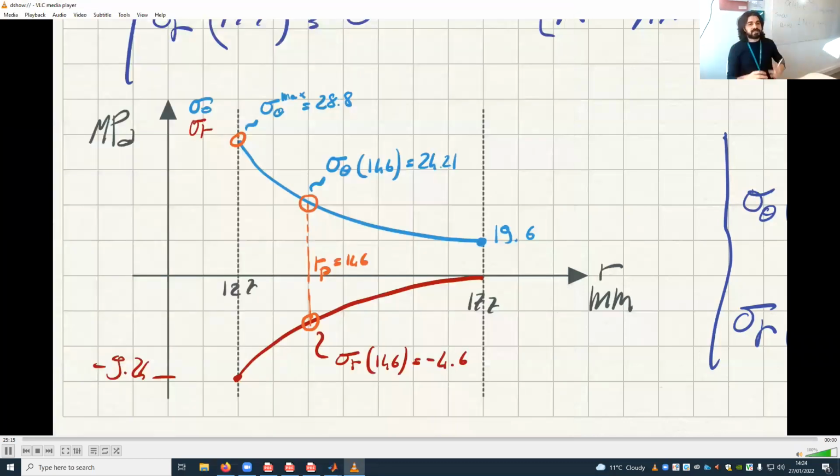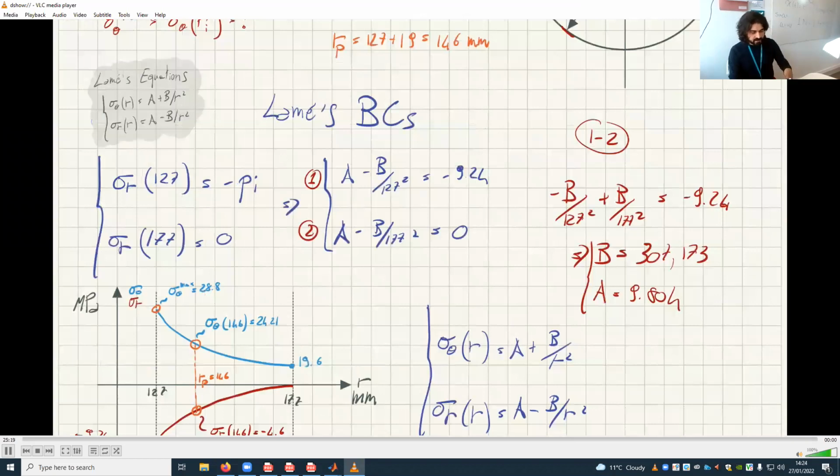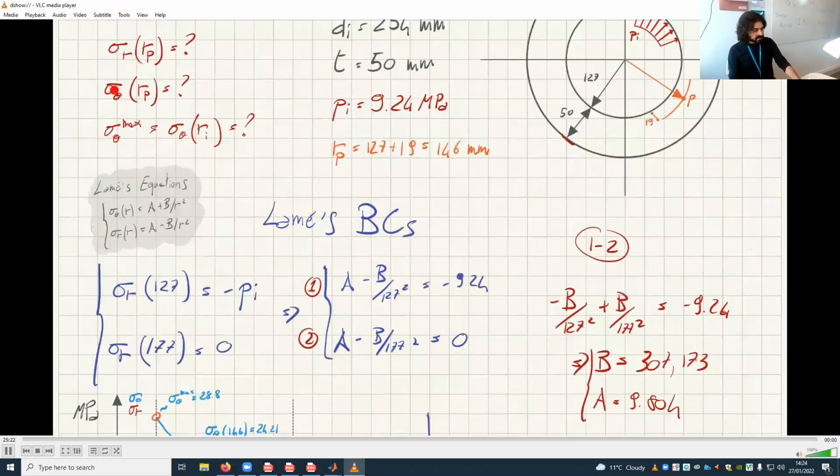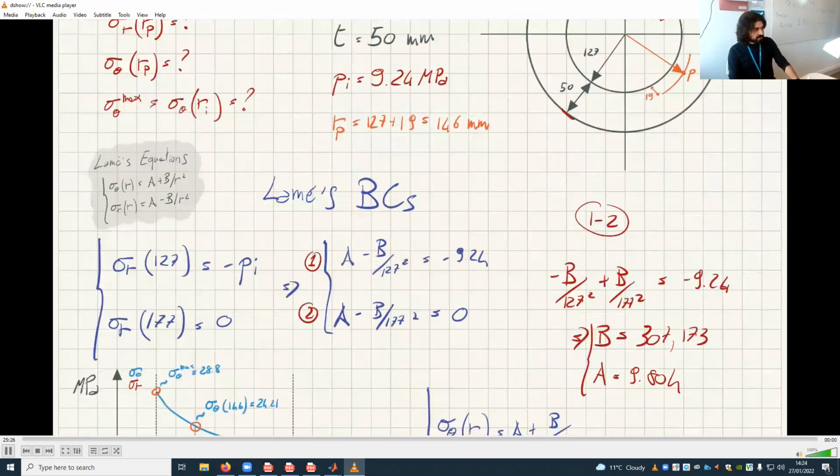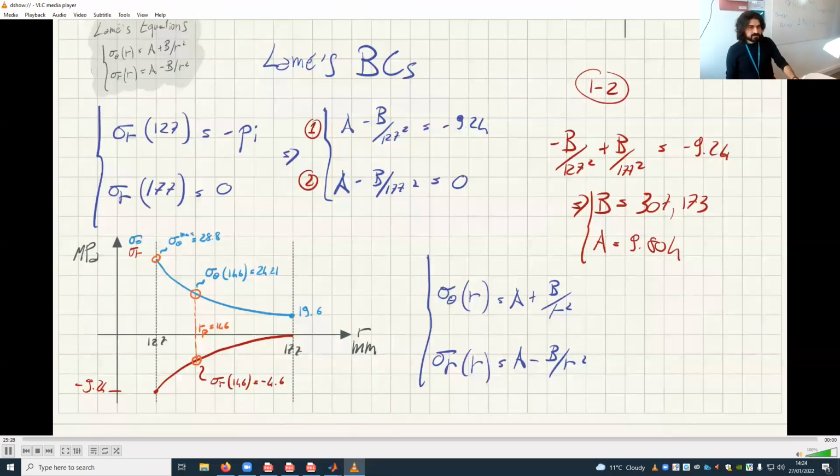Okay, now we have complete information. We have answered our questions. The questions are what are sigma r and sigma theta at RP, which are these values here. What is sigma theta max, which of course occurs here at the inner phase, which is 228.8. There we go, done. Any questions on this? You can see it's quite easy.